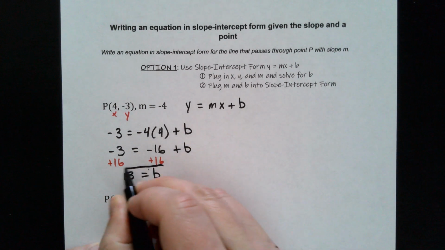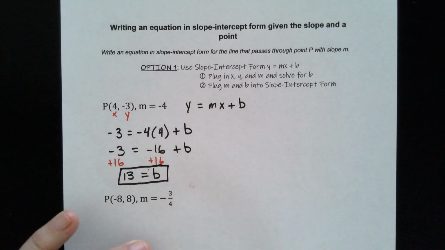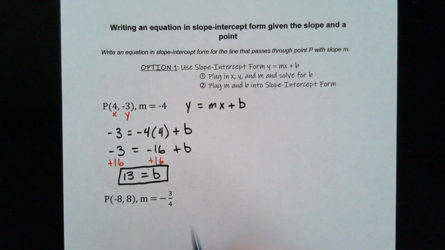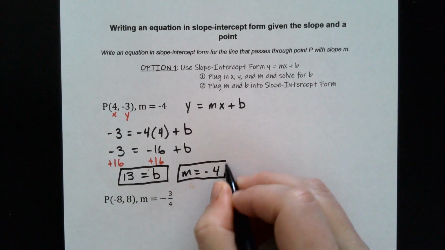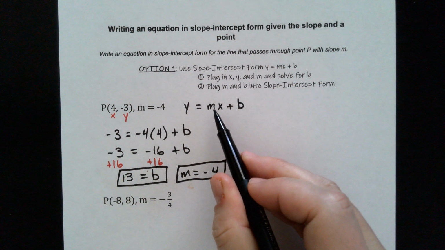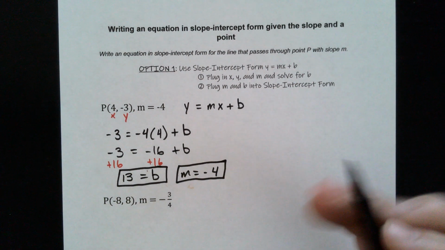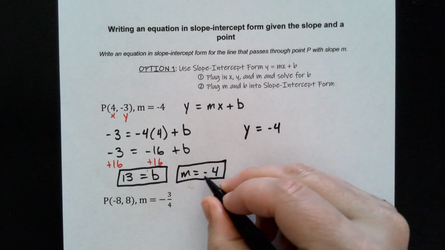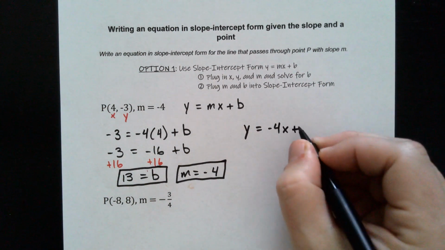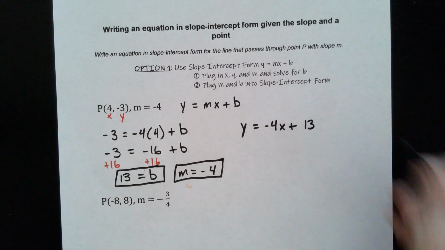So we know our y-intercept is b. Now we have the slope and the y-intercept. Remember, the slope is equal to -4, and we're going to just plug in the m here and the b here, and we'll be done. So y is equal to -4, that's the m, x plus, and the b is 13, and we're done.